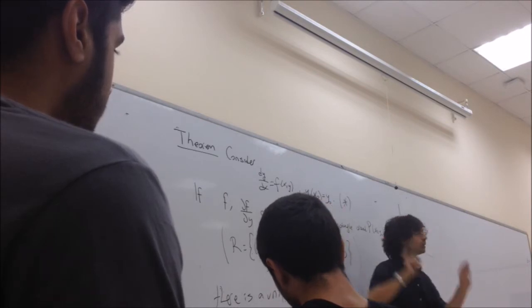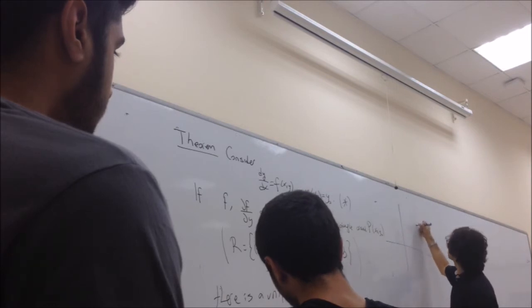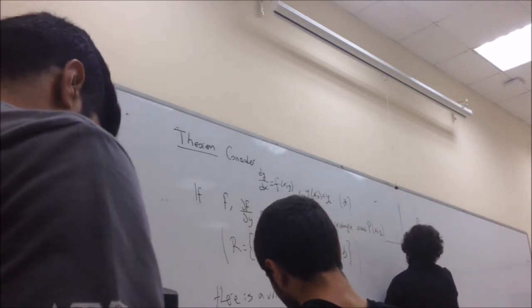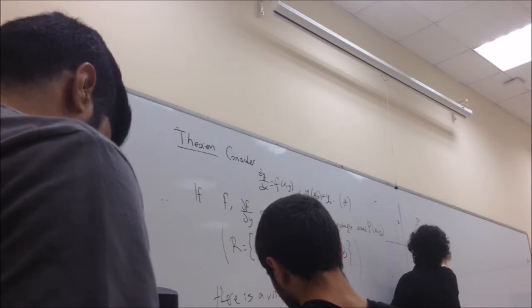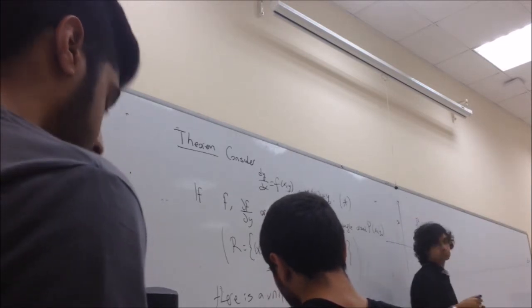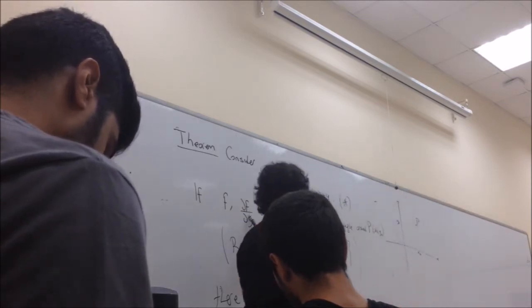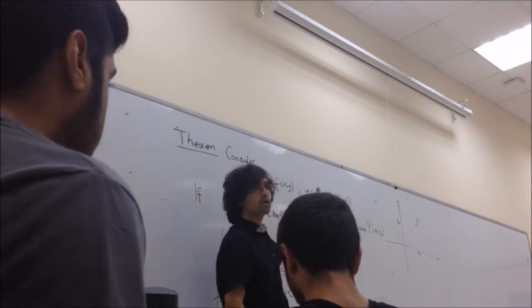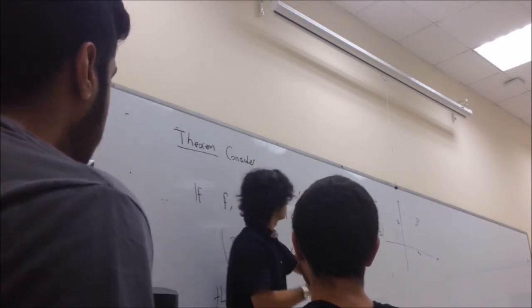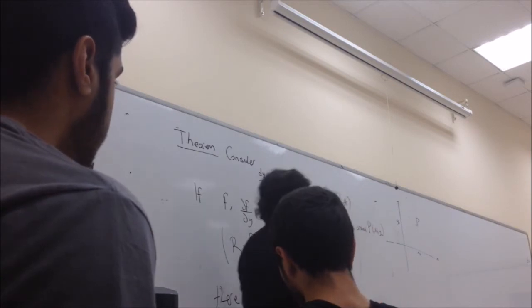Now, with x0, y0, you define a point on the plane. Let's say that this is the plane. This is the point. So this is x0 here, and this is y0, this is x1. The condition is if f and its derivative with respect to y are both continuous on a rectangle around this point. And I define it this way.